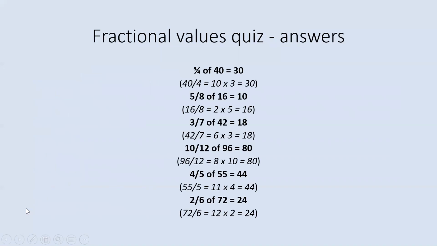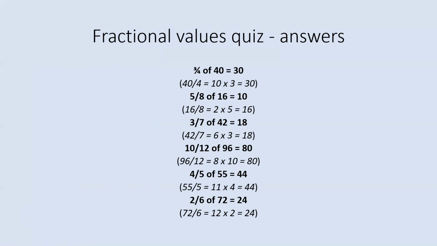And here are the answers. 3/4 of 40 equals 30. So 40 divided by 4 equals 10, times that by 3 equals 30. 5/8 of 16 equals 10. So 16 divided by 8 equals 2, times that by 5 equals 10.